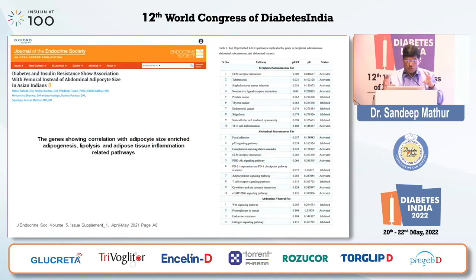Secondly, genes showing correlation, because we are in functional genomics, genes showing correlation with adipose size and the adipogenesis, lipolysis, and adipose tissue inflammation related pathway. So this reflects a pathology in peripheral fat. It is not a pathology of abdominal subcutaneous or visceral fat.